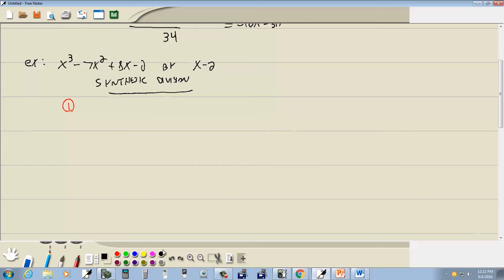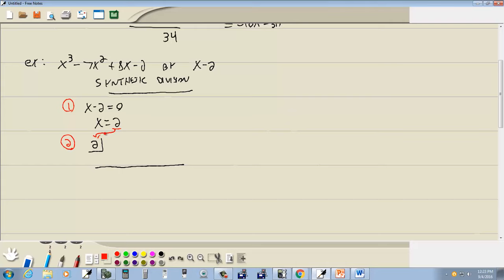Our first step is we take what we're dividing by, which is x minus 2, and you set it equal to 0, and you want to solve. So that gives us x equals 2. Our second step is we're going to take the number we just found, we want to put it in a box in the upper left-hand corner. So whatever you have right here, you can put in this box.